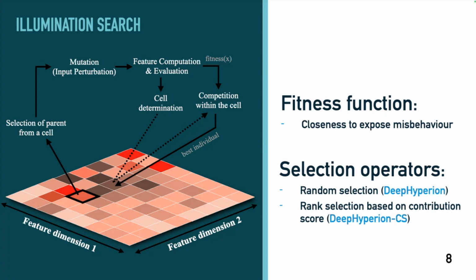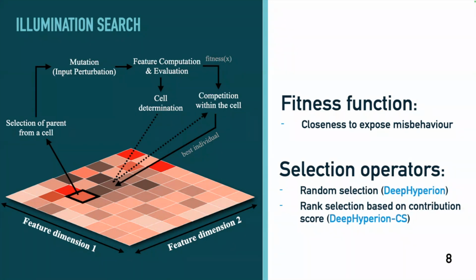So this iteration would be repeated until the termination budget, which could be a time or the number of iterations. Here the fitness function for the search-based algorithm is the closeness to misbehavior. And originally, illumination search was designed to use random selection.